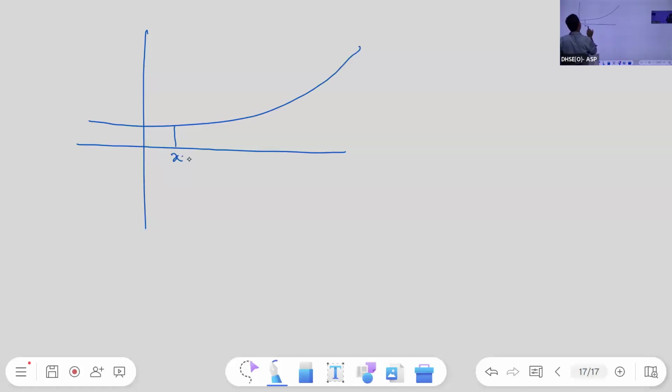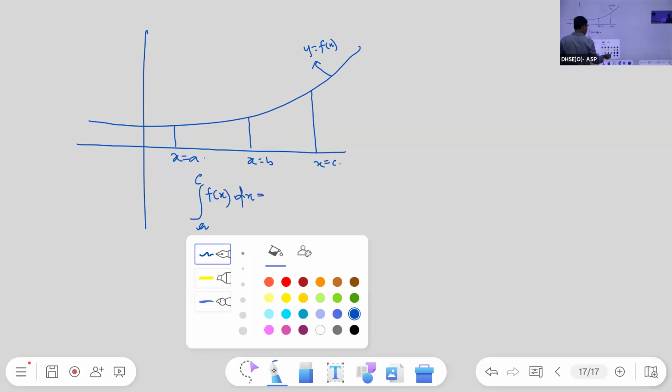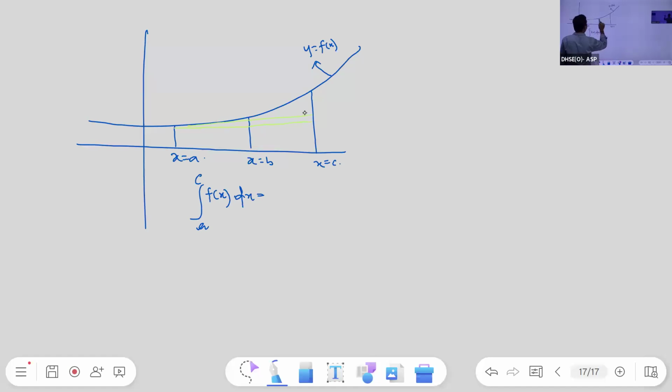This is x equals A. This is x equals B. And this is x equals C. Okay. Then this is the curve y equals f of x. The integral from A to C of f of x dx equals, suppose the green area is this area. This area is the integral from A to C of f of x dx. Let it be A1.